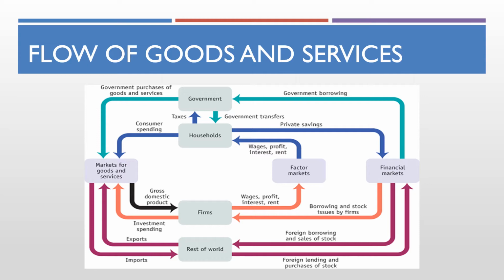So that explains the general interaction between the four different agents in three different markets. And that pretty much covers the whole operation of the macroeconomy.